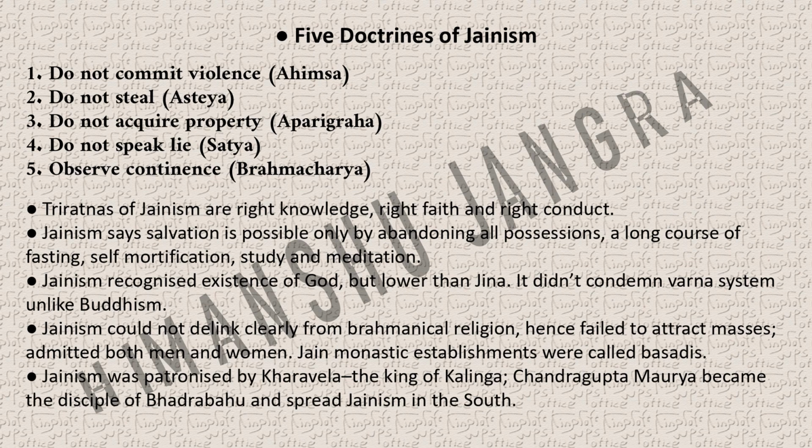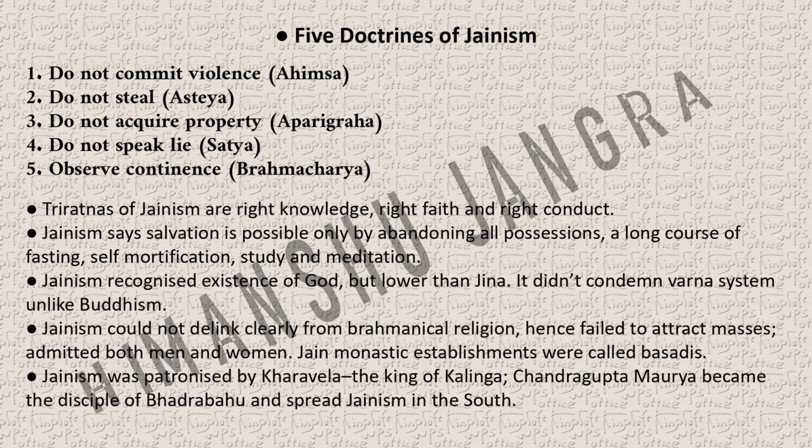Jainism says salvation is possible only by abandoning all possessions, a long course of fasting, self-mortification, study and meditation. Jainism recognized the existence of God, but lower than Jina. It didn't condemn the Varna system, unlike Buddhism. Jainism could not delink clearly from Brahmanical religion, hence failed to attract masses. It admitted both men and women. Jain monastic establishments were called Basadis. Jainism was patronized by Kharavela, the king of Kalinga.